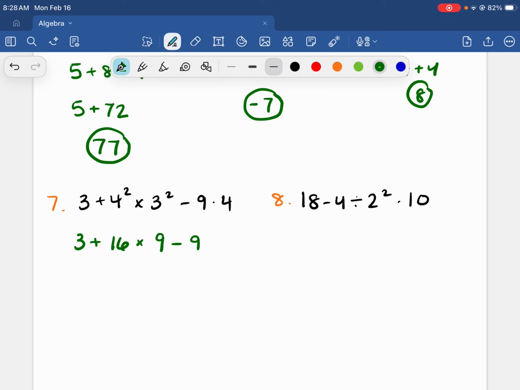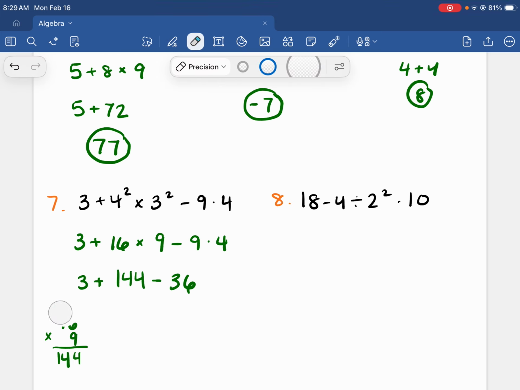We have multiplication next. So 3 plus 16 times 9. 16 times 9 is 144. Minus 9 times 4 is 36.